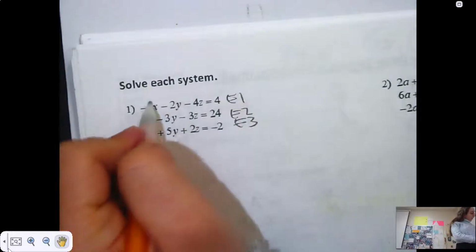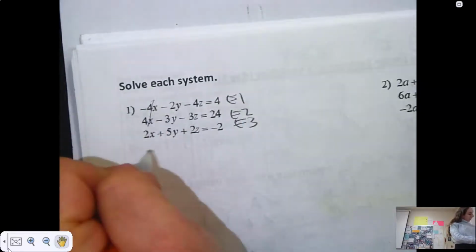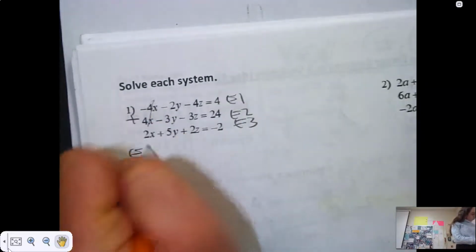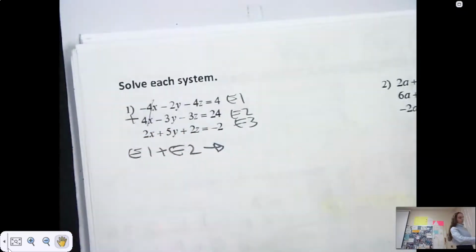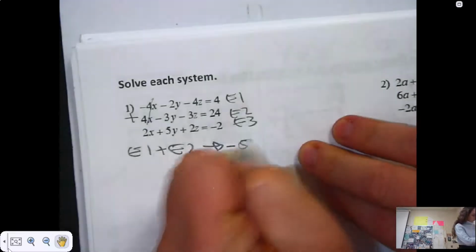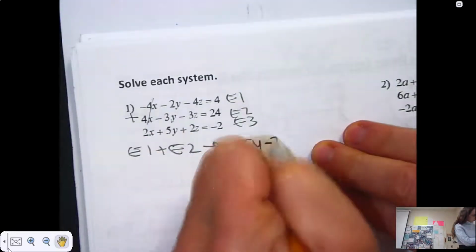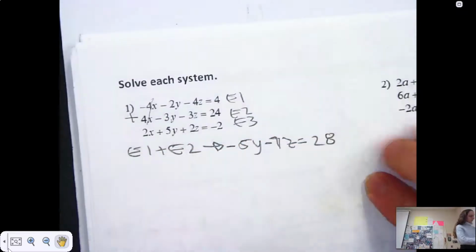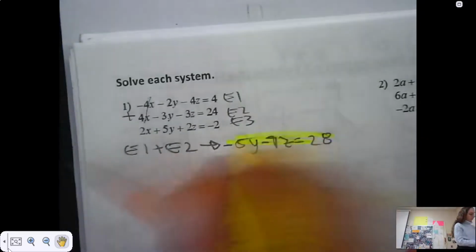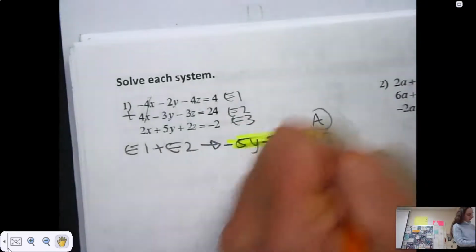Okay? So I am actually going to get rid of x, because look at that. If I go E1 plus E2, I can automatically eliminate x, and I'd be left with negative 5y, minus 7z, equals 28. So now I've got my A. Okay?